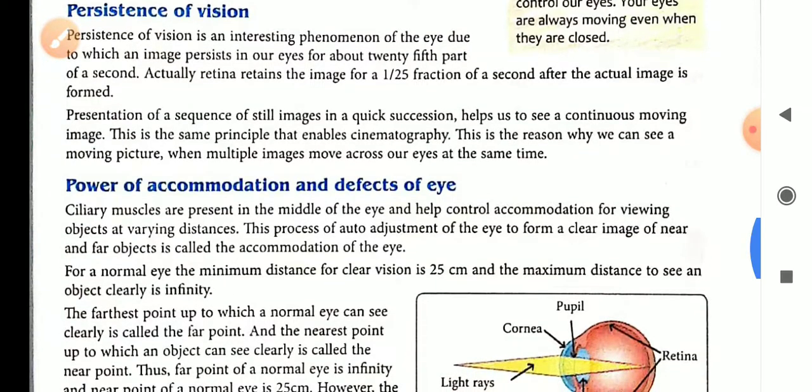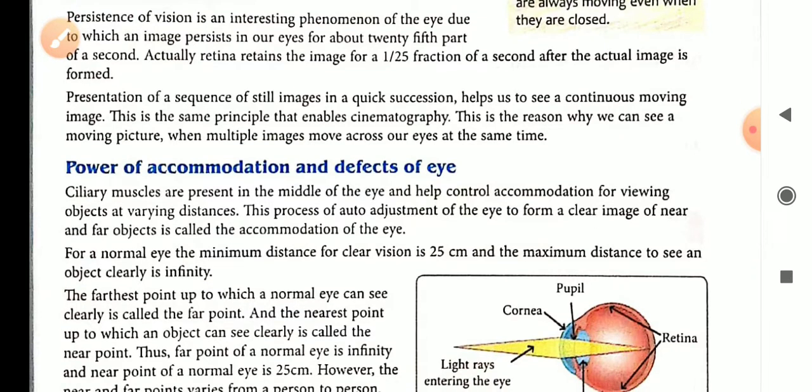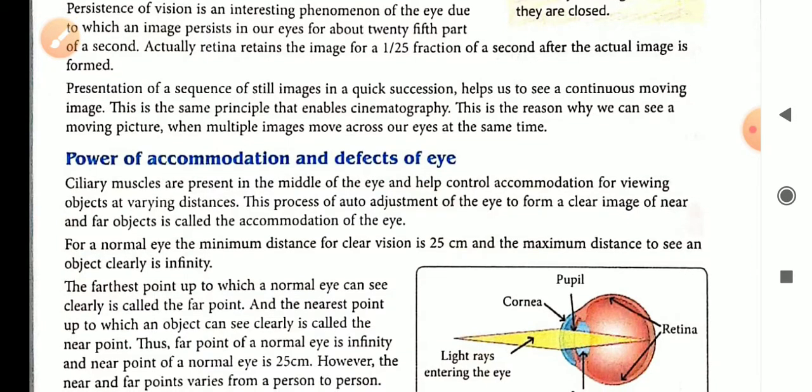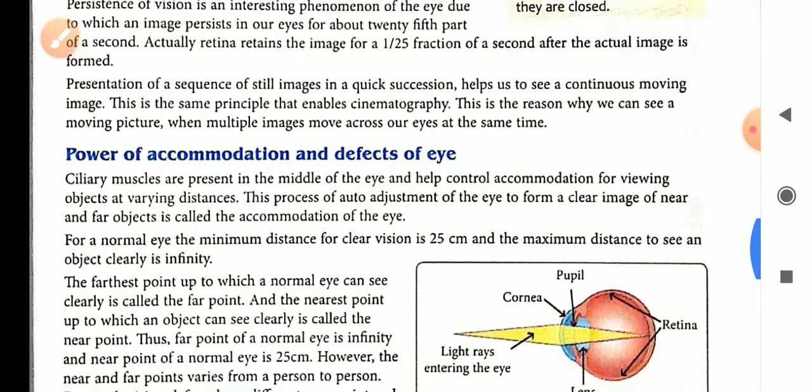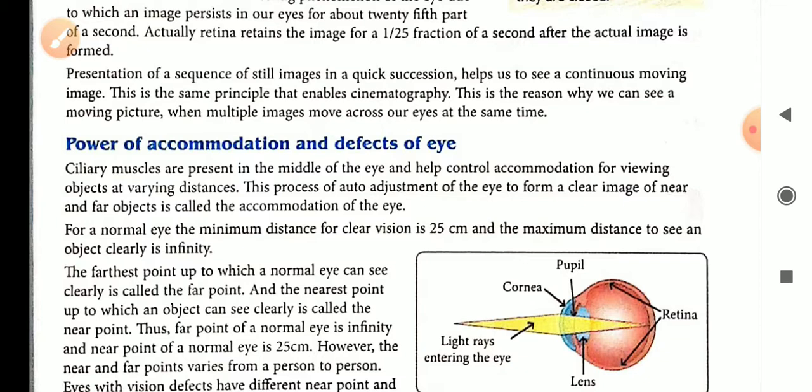This presentation of a sequence of still images in quick succession helps us to see a continuous moving image, and the same principle is used in cinematography, that means making a movie or film. If these still images are quickly passed before the eye, then it will look like an object in motion, and this is used in the making of the film, and so we are able to see the moving picture.